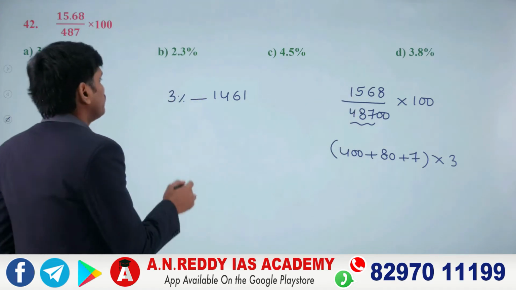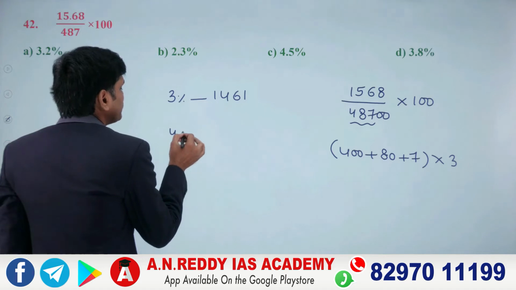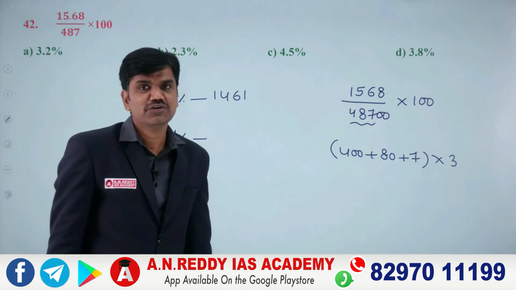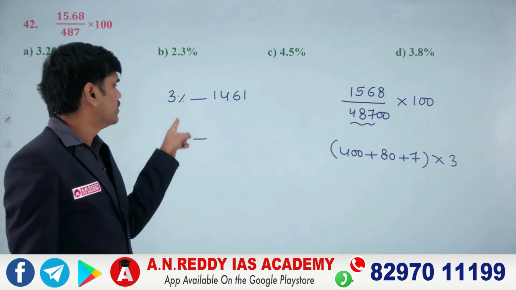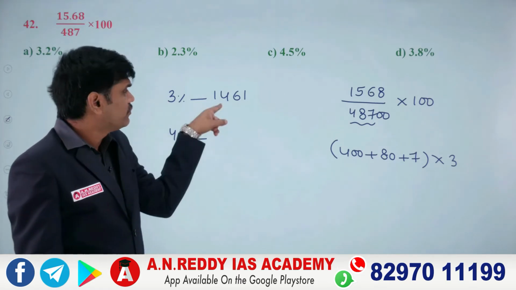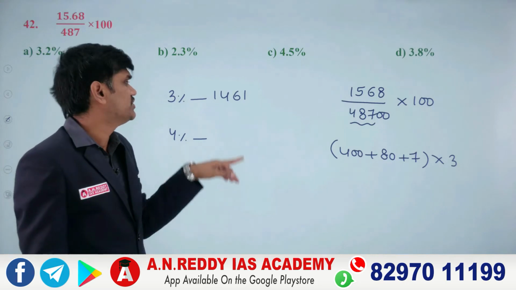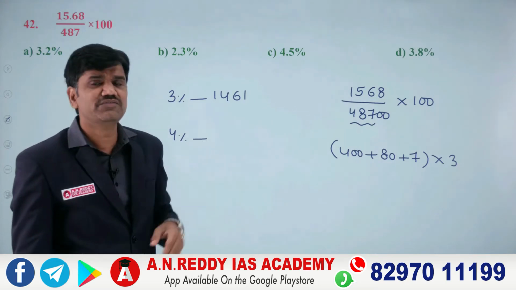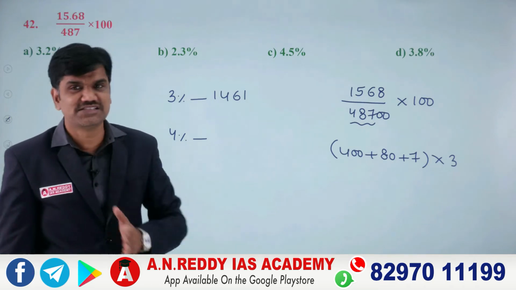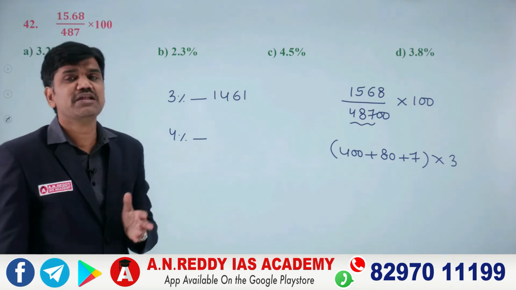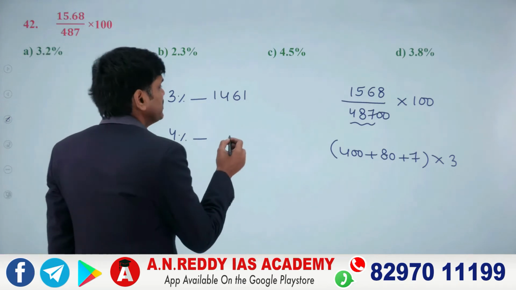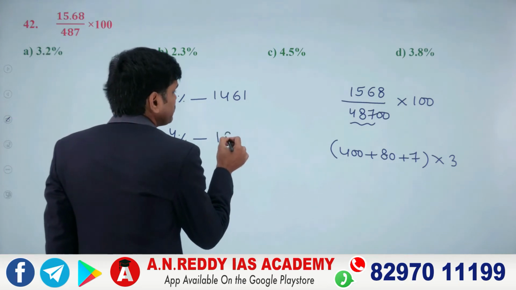So can I try for 4%? 4% will be another how much? 487 more than this. If you want 4%, you simply add 1% to that. 1% is 487. If you add 487 to this one, 1461 plus 400 will give me 1861, plus 87. So 1861 plus 87 will give you how much? 1948.